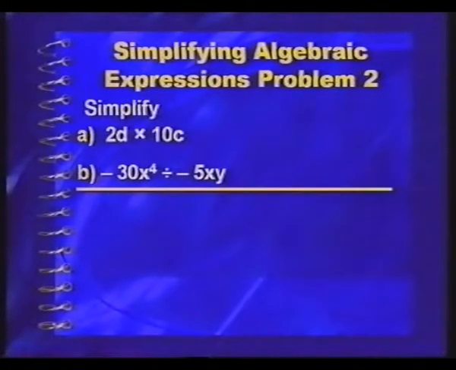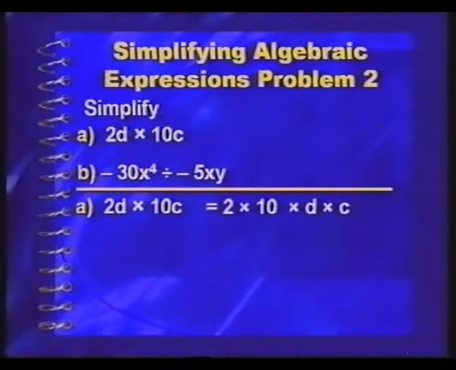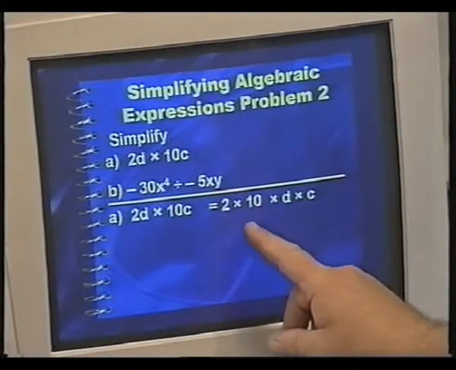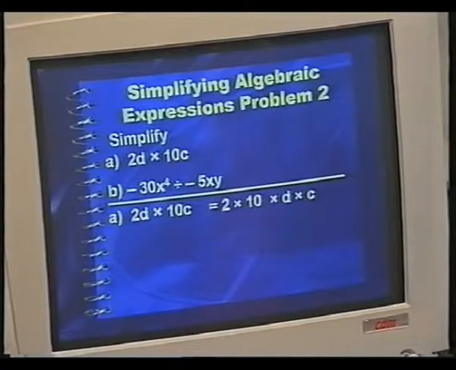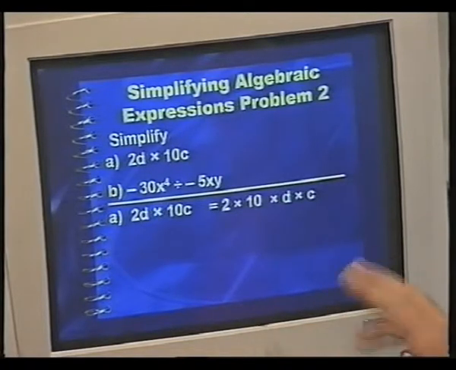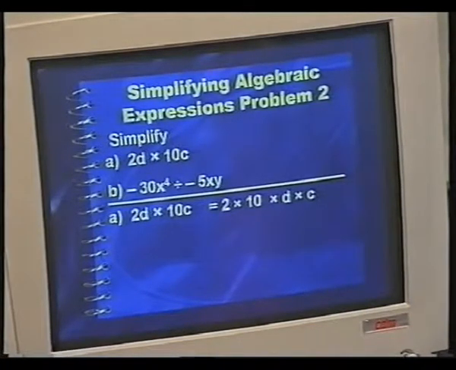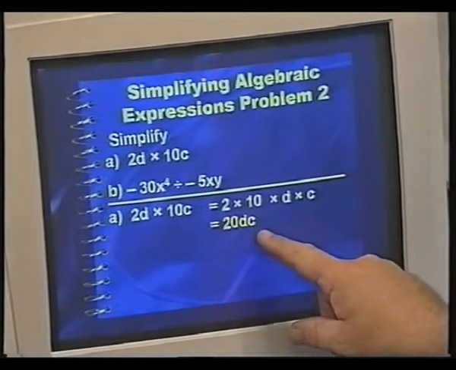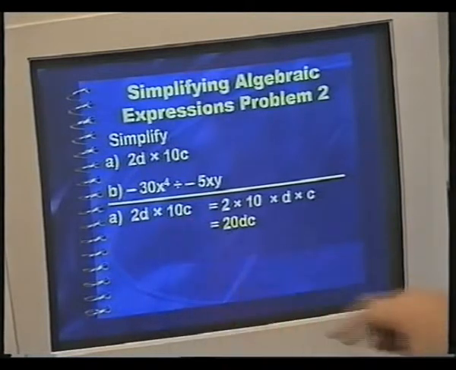I've got 2D times 10C in problem A. Well, I can split up the 2D as 2 times D and interchange the D with the 10, because I can always say 3 times 5 is 5 times 3. So multiplication can always be interchanged. Then the answer becomes 20DC. See, I've got a new literal coefficient there out of D multiplied by C.